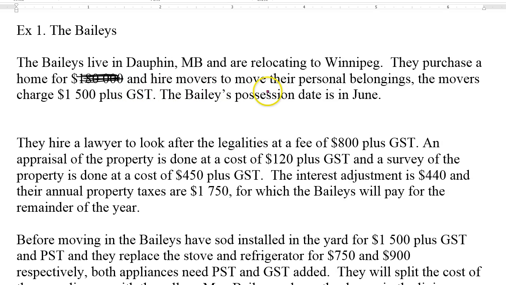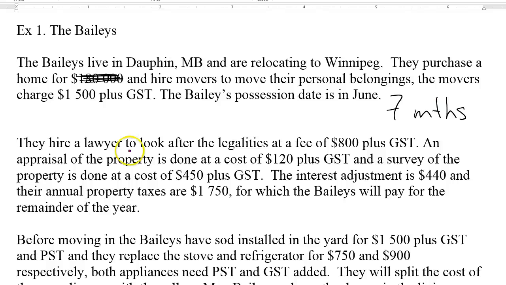We hire movers, $1,500 plus GST. Now, the question will tell us what to add GST or PST to. So in this case, it's only GST. The Baileys' possession date is June. That's important to know how many months you're required to live in the house. Well, June, July, August, September, October, November, December. That means we're here for 7 months. So, as I just previously showed, we're responsible for 7/12 of the insurance, 7/12 of the property taxes.